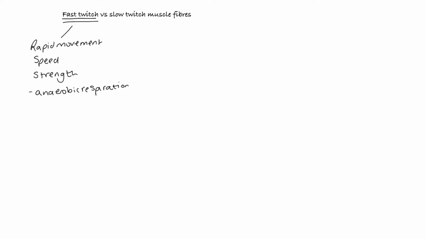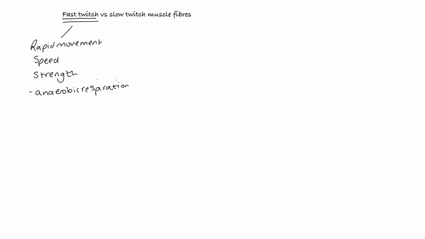Fast twitch muscle fibres are there for rapid movement. They're there for speed. They're there for strength. These types of muscle fibres rely mainly on anaerobic respiration. So when we look at the physiology of these muscle fibres, this makes sense in what we see.